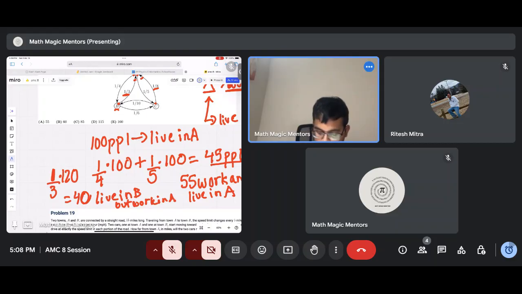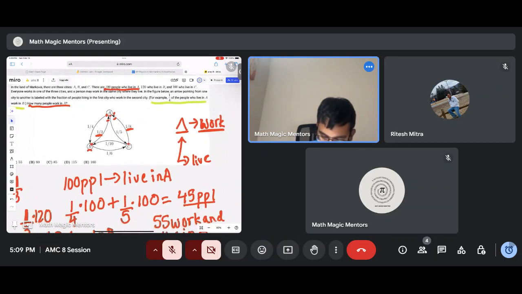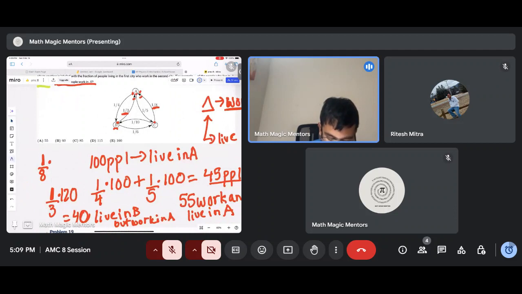And then as you see again, there is 1/8 of the people, like right here that I marked, that live in C but go to work in A. So that means what's the population of C? C is 160. So 1/8 times 160 is going to give me 20, and of the same sort that live in C but work in A.